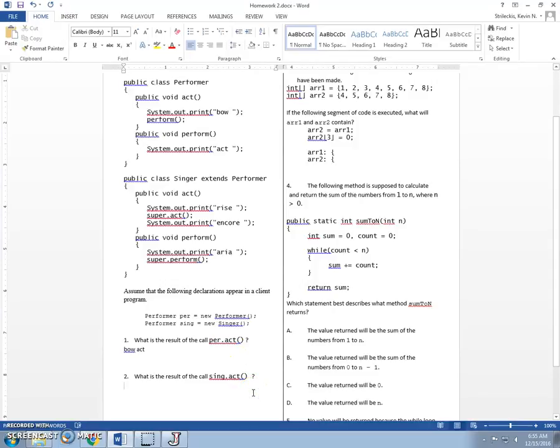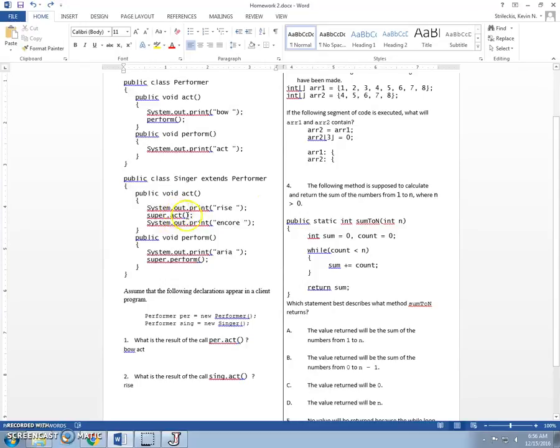Now, here's the one that gets a little more trickier. And I think some of you got pretty close on this one. It was interesting to see how you approached it. And I'm really glad some of you approached it the way that you did. But now let's go ahead and learn what would actually happen. All right, sing is a singer. Singer's act method asks her first to rise. And I said her. I don't know if it's a her or him. Anyways, so first thing a singer does is rise.